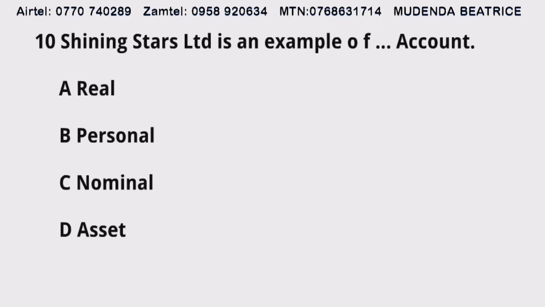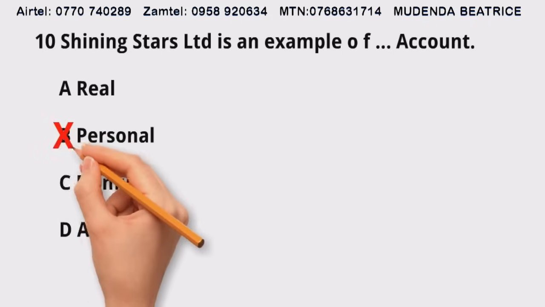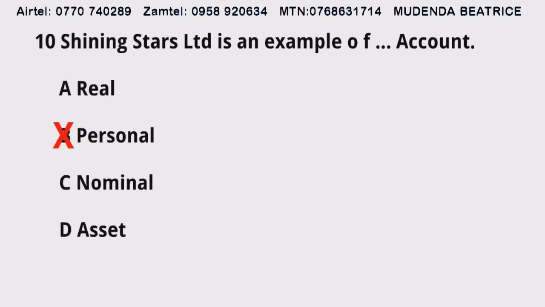Question 10 is as follows. Shining Stars Limited is an example of dash account. A. Real. B. Personal. C. Nominal. D. Asset. So the correct answer here is B. Personal account. Shining Stars Limited is an example of a personal account.